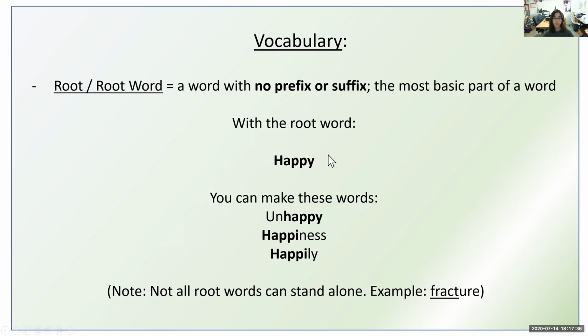So for example, with the root word happy, we can make these words. We can make unhappy, happiness, happily. They all have that root word of happy, even if it's spelled a little bit differently. And again, not all root words can stand alone. Happy can stand alone, but certain words that are root words, such as Greek or Latin roots, like fract and fracture, cannot stand by itself. It has to have this as well. So again, not all root words can stand alone.